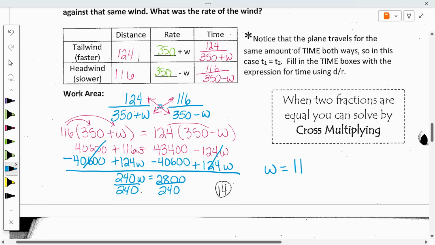11 point what? 6 repeating? Yeah, 11.6 repeating. So let's just round that to 11.7 miles per hour. This is the speed of the wind. This is the wind speed.